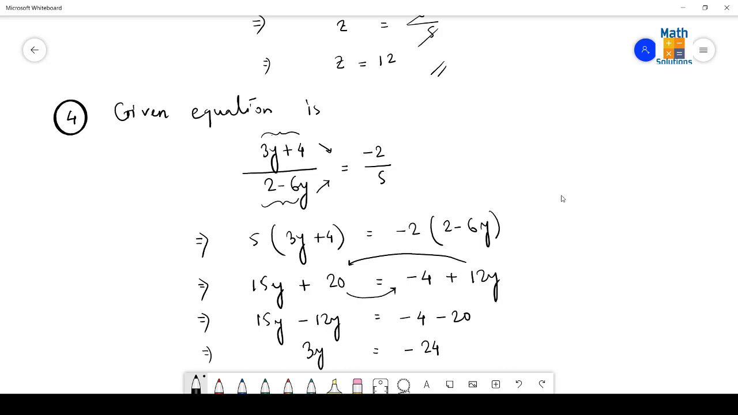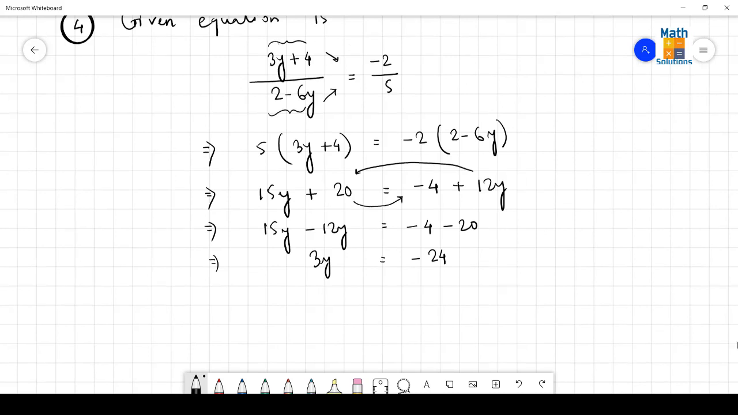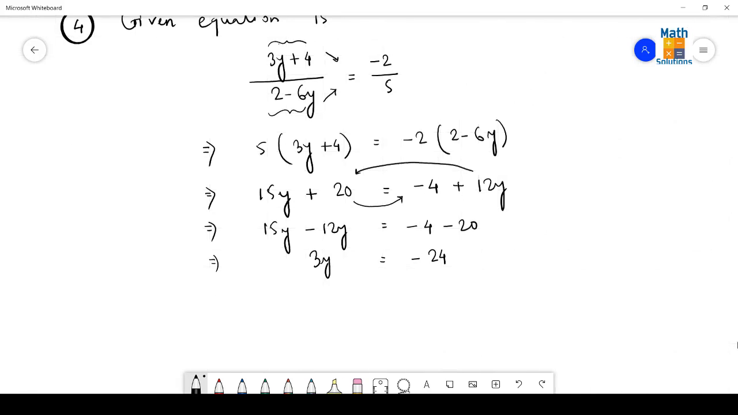So in the next step, what do I get? We have to make y independent on the left hand side, and therefore both the sides are to be divided by 3 here, because 3 is getting attached to y on this left hand side. So when I divide both the sides by 3, I get back only y here on this side, and on the other side I am getting minus 24 divided by 3. On cancellation I get here 8, and I get y is equal to minus 8. So this is the answer for question number 4.